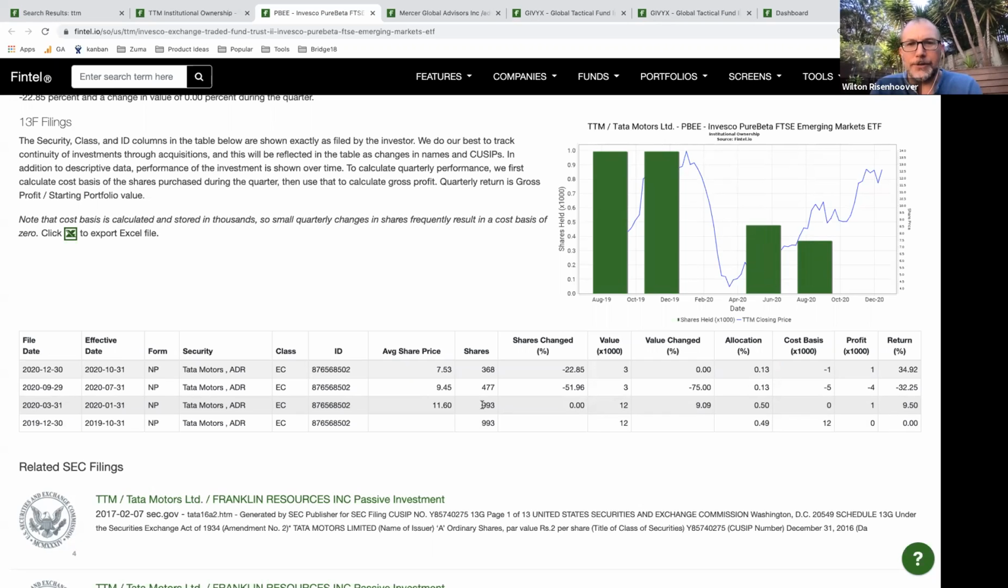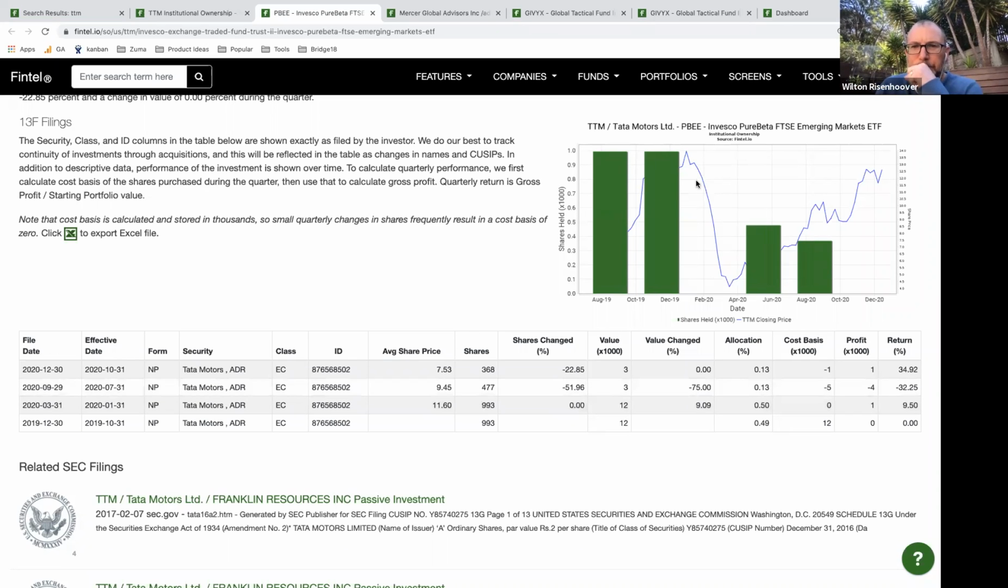So the question is whether the average share price is the price that the shares were bought during that quarter or the share price when they filed the 13F. It's neither. It's the average share price of the shares over that quarter, which is also the average share price that they would have purchased for that. So the answer to your question is over the entire quarter.